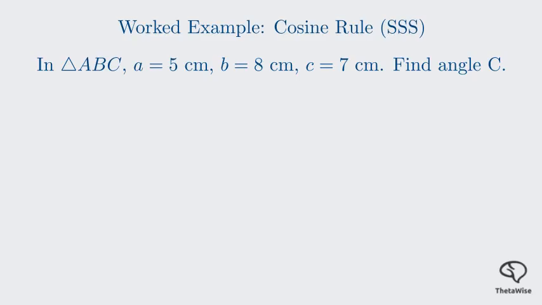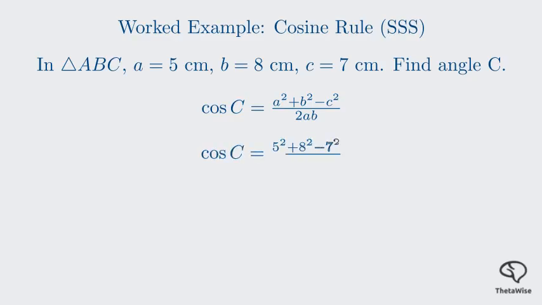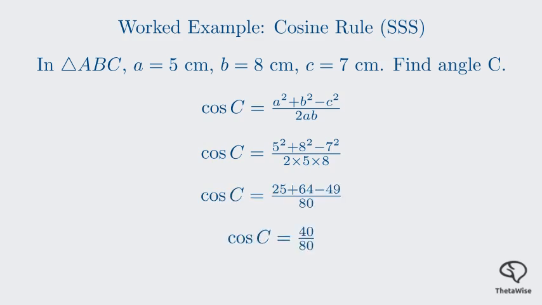For finding an angle, we'll use the rearranged formula. The correct formula for angle C is cos C equals a squared plus b squared minus c squared, all divided by 2ab. Let's plug in our side lengths into this formula. Substituting 5 for a, 8 for b, and 7 for c, we get cos C equals 5 squared plus 8 squared minus 7 squared, over 2 times 5 times 8. Now we simplify the numerator and denominator. 5 squared is 25, 8 squared is 64, and 7 squared is 49.